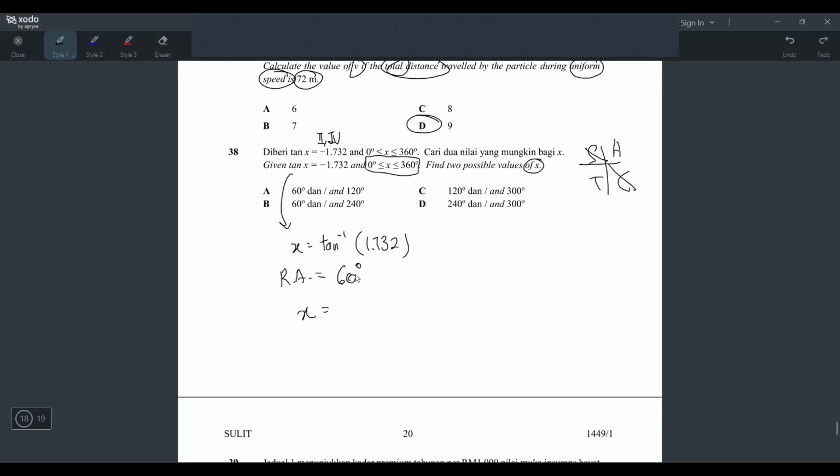So how do you convert to quadrant 2? 180 minus. How do you convert to quadrant 4? 360 minus. So what is 180 minus 60, and what is 360 minus 60? So the answer is C.